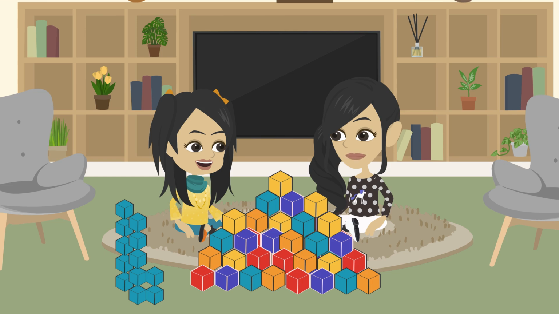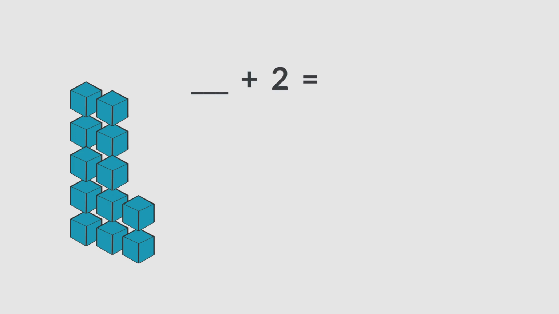Alright, Mina. Let's start with something simple. We have 12 blocks. If we subtract 2 blocks, we can use addition to make it easier. Wait! How does that work? Here's the trick. Instead of subtracting, we'll ask, what number plus 2 equals 12?